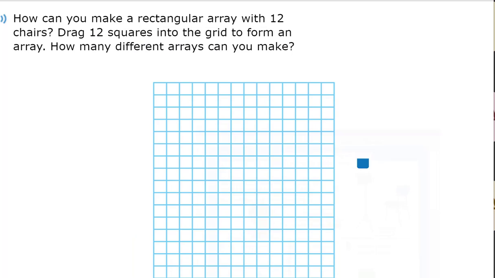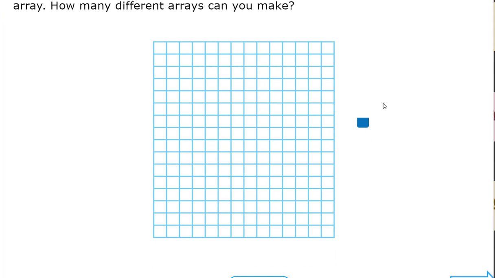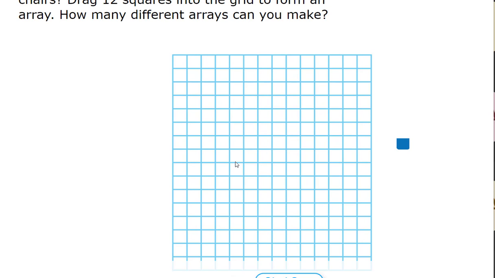I will move down so we can see better. I will make it a little bit larger. Let's start, and I want one of my heroes to help me. So I will pick Abdurrahman. Yes, teacher. Okay, Abdurrahman, I want to put 12 squares from this square. I will start first with one row.